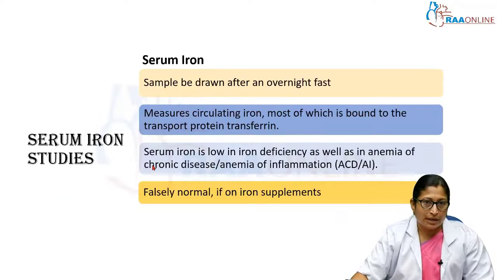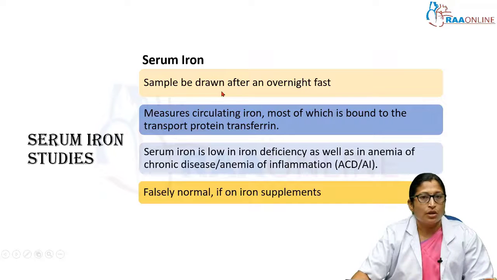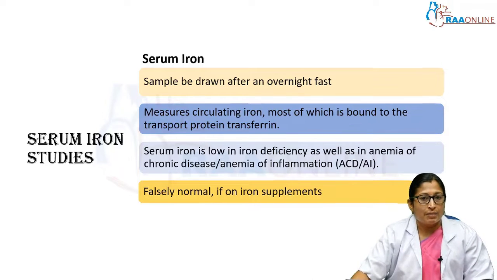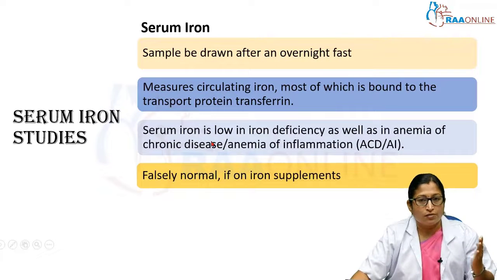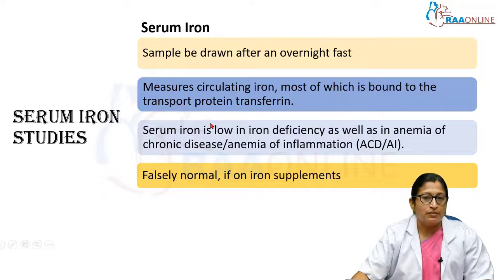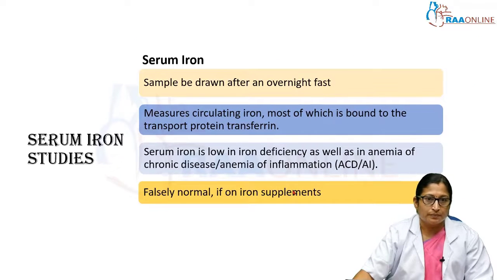Now coming to serum iron. Very important is that serum iron has a diurnal variation, so the sample should always be taken after overnight fasting. This measures the circulating iron, mostly bound to the transport protein of iron, which is transferrin. Serum iron obviously will be low in iron deficiency anemia and also in anemia of chronic disease. Sometimes if the patient is on iron supplements, the serum iron may be falsely normal. That is the fallacy of serum iron.